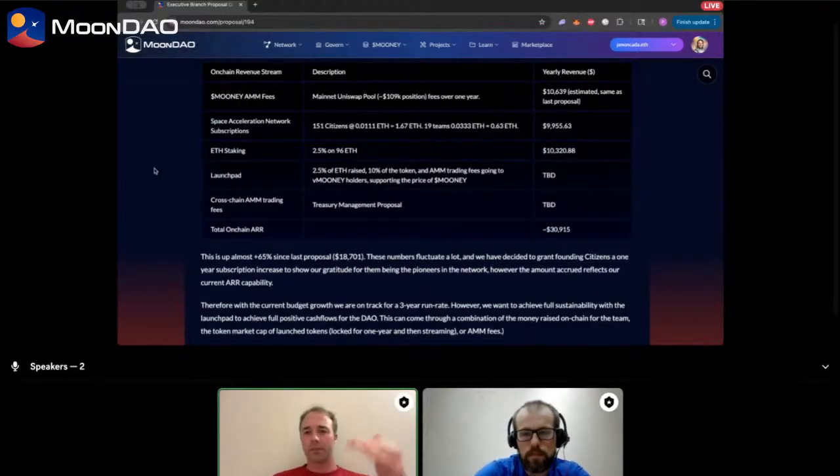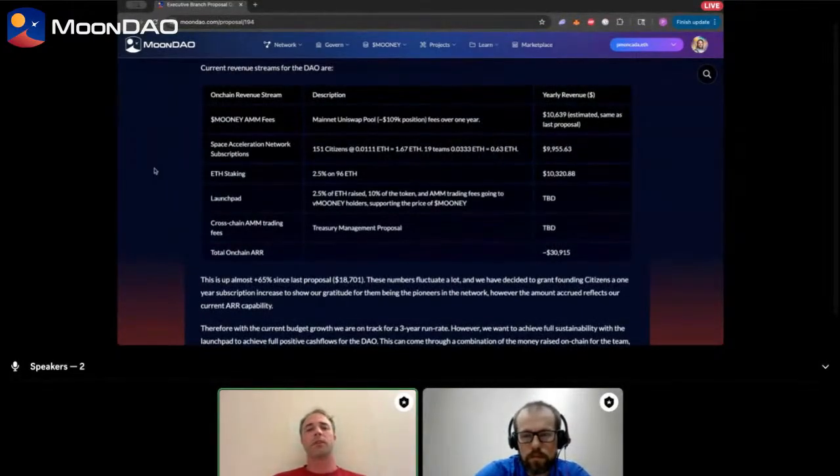There are some numbers in here with breakdowns for each of those. They include market making fees for Mooney that's being traded. They include subscriptions for citizens and teams. And they include staking that we do with ETH.